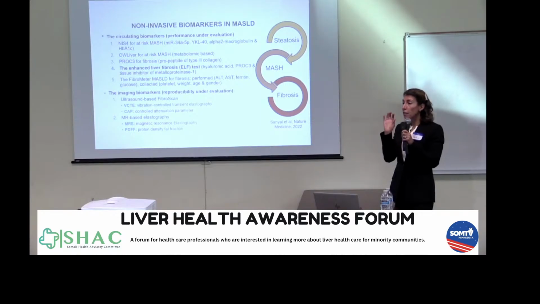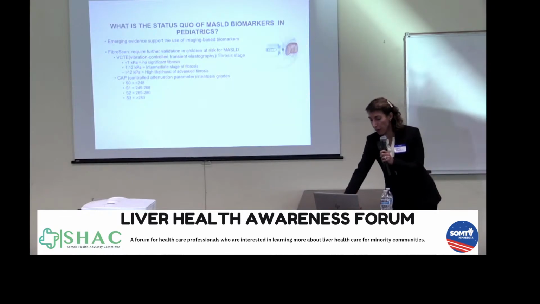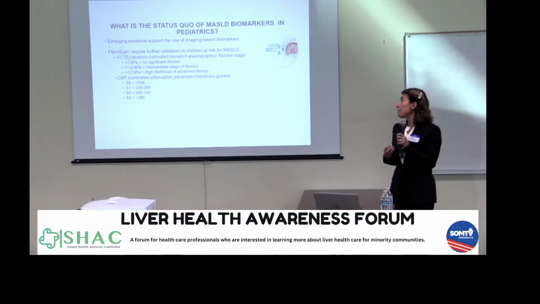And the ultrasound and the MRI, both of them can give you an indicator of the stiffness of the liver, which means how much fibrosis is in the liver, as well as how much fat is in the liver. And this is by the CAP, the controlled attenuation parameter, by ultrasound, or the PDFF, the proton density fat fraction, by MRI. So in pediatrics, there is emerging evidence that supports the use of these imaging-based biomarkers, including the FibroScan.